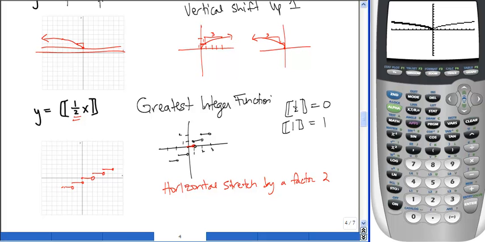And all those left endpoints should be solid. All those right endpoints should be open. None of these steps should overlap. So you're going by all those even integers, 0 to 2, then 2 to 4, then 4 to 6, -2 to 0, -4 to -2, and so on. So your x's aren't overlapping at all, and the y's are going up by 1 each time.